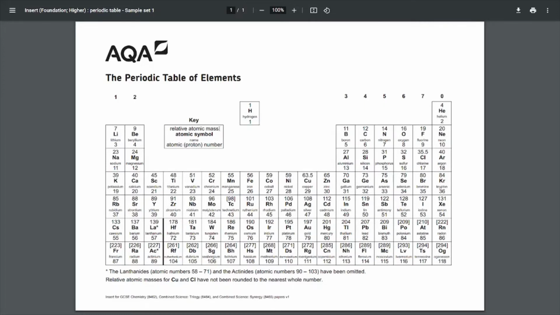Now, relative atomic mass and the mass number are not entirely exactly the same. So the mass number is simply the number of protons plus the number of neutrons. The relative atomic mass takes into account all the isotopes of an element. So we say that the relative atomic mass is the average mass of all the isotopes in an element. And I'm going to show you how we do this.